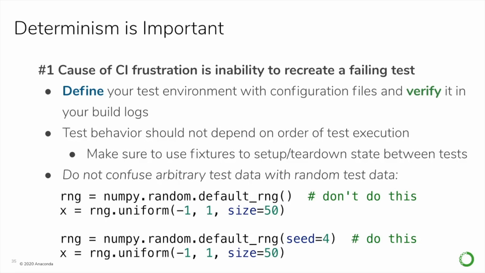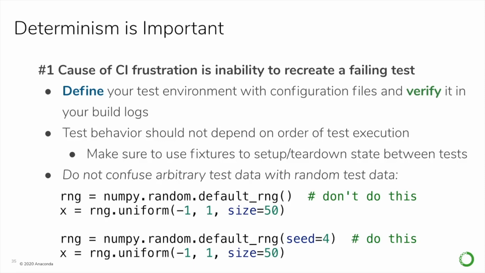And then one that is also, I think, particular for numerical applications, that I have seen and made many times, is: do not confuse the need for arbitrary test data with random test data. Oftentimes you're like, I need to make an array with some arbitrary data, pump it through this function, and make sure that the answer I get back meets some basic requirements. There's a temptation to just call the random number generator to generate that array of 50 arbitrary values, which is fine. But if you do that without seeding the random number generator, you will get a different array every time, as you would hope for a random number generator.